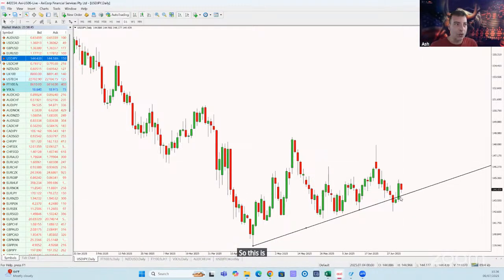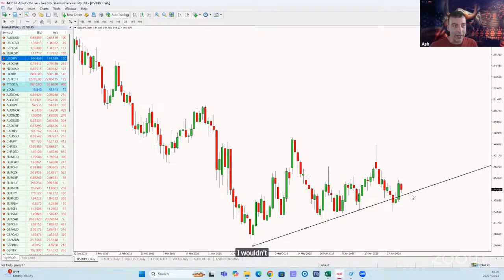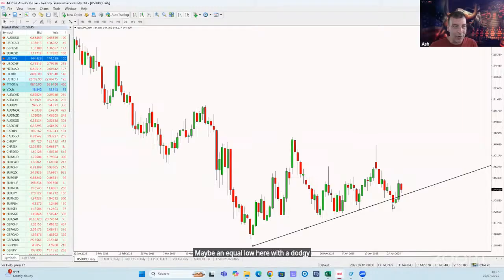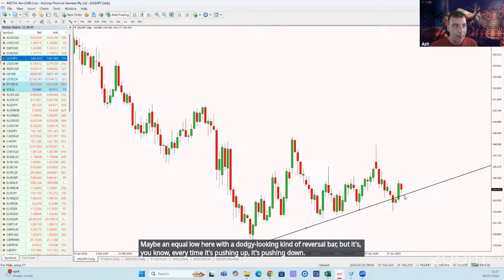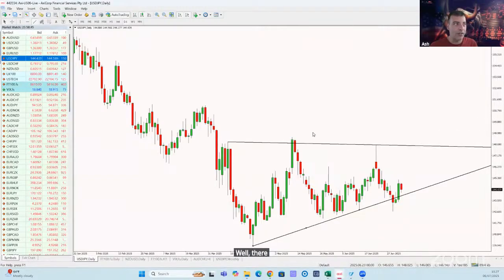The data suggests dollar weakness, but are we in a situation where we can trade this dollar short? I wouldn't be comfortable here, personally. We've got this move down and a move up and a higher low along here, maybe an equal low here with a dodgy looking reversal bar. Every time it's pushing up, it's pushing down, but down at this point, it's just not that attractive. So now it's like thinking, okay, where are the zones? Well, there's a zone here, obviously, because we've already rejected somewhere in this area.